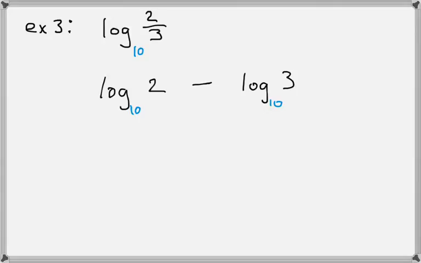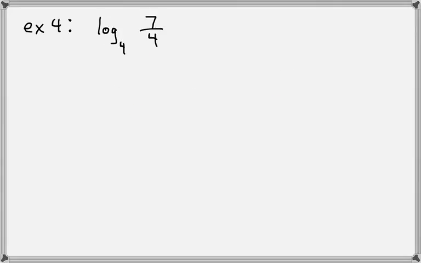Okay, let's look at the next example. We have a log base 4 of a 7 over 4. This matches the quotient property, so we can expand it into the difference of two logs. So log base 4 of the numerator, which was 7, minus log base 4 of the denominator, which was 4.